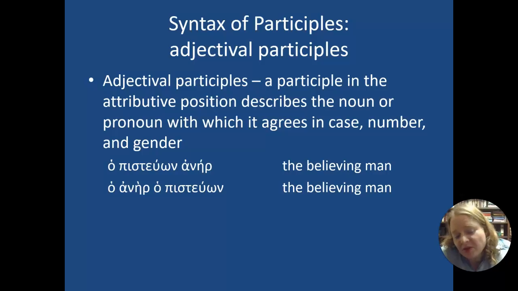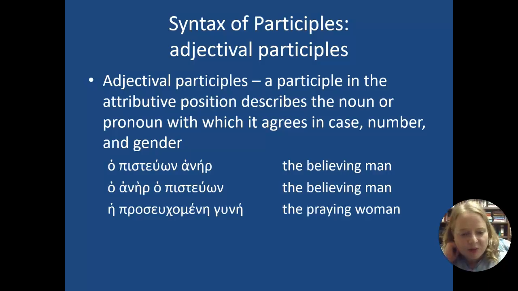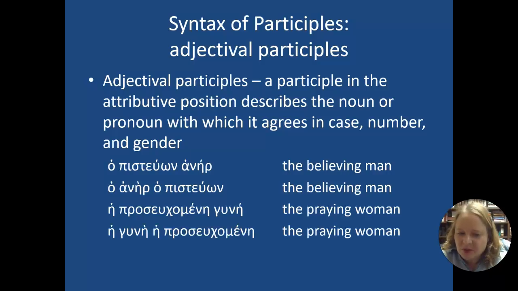But this is also the believing man, because it has a definite article right before the participle. So, ho anēr ho pisteuon, the believing man. This one would be the praying woman, hē proseukhomenē gunē. But this one's also the praying woman, hē gunē hē proseukhomenē, the praying woman.